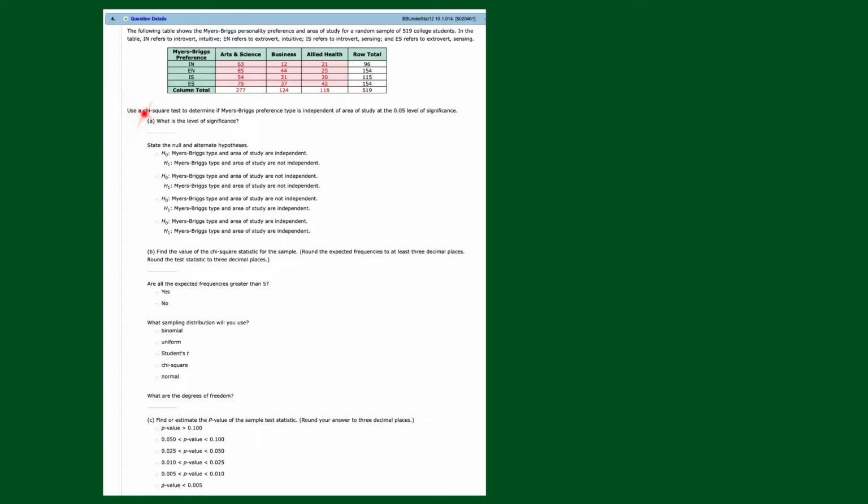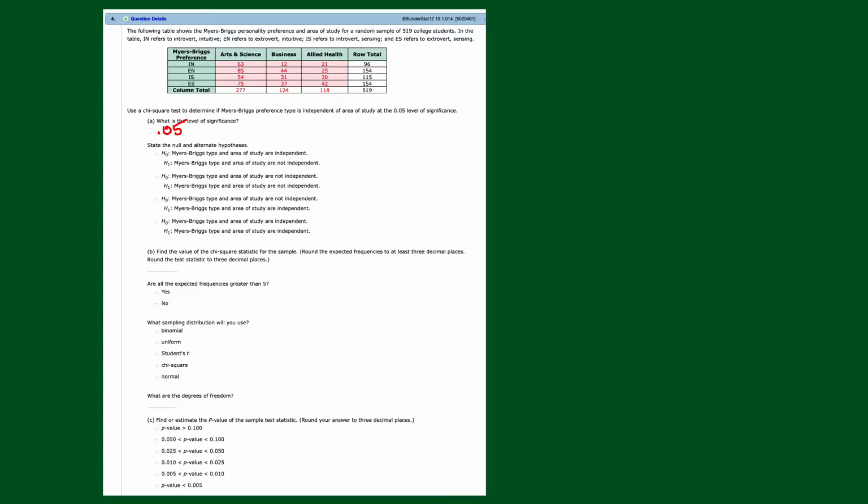Here's our directions. Use the chi-square test to determine if Myers-Briggs preference type is independent of the area of study at 0.05. All right, so first up, what is the level of significance? Well, I don't think we can miss that one. That's the 0.05. It tells us right here.